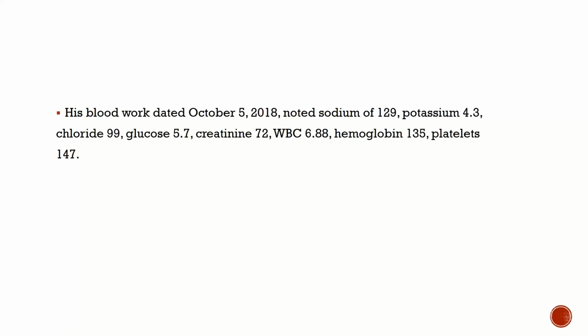Blood work noted sodium of 129, potassium 4.3, chloride 99, glucose 5.7, creatinine 72, WBC 6, hemoglobin 135, and platelets 147. So apart from sodium, nothing significant. Now I will show the echo of this patient.